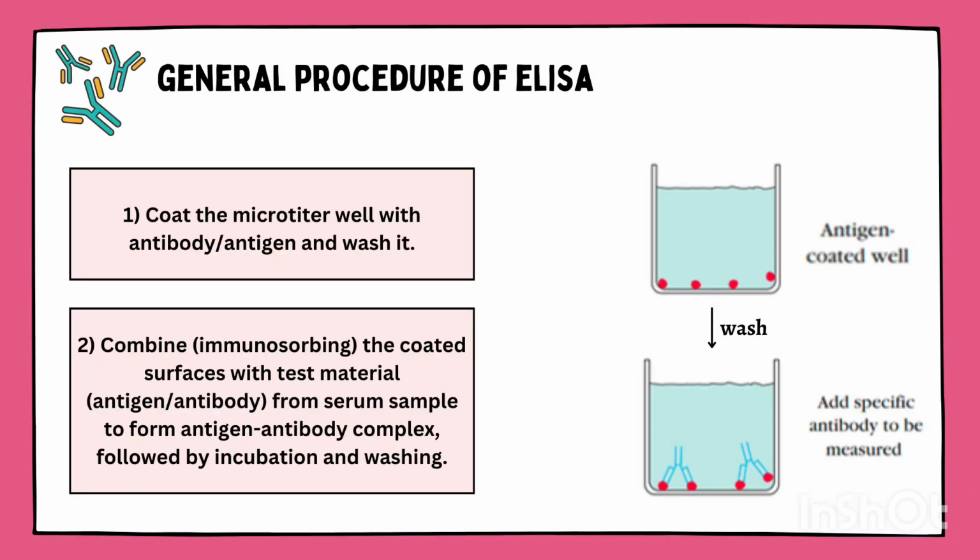General procedure for ELISA is as follows. Coat the microtiter well with antigen or antibody. Wash it to remove unbound antigen or antibody. Combine the coated surface with the test material containing unknown amounts of antigen or antibody to form antigen-antibody complex. Wash to remove unbound antigen or antibody.